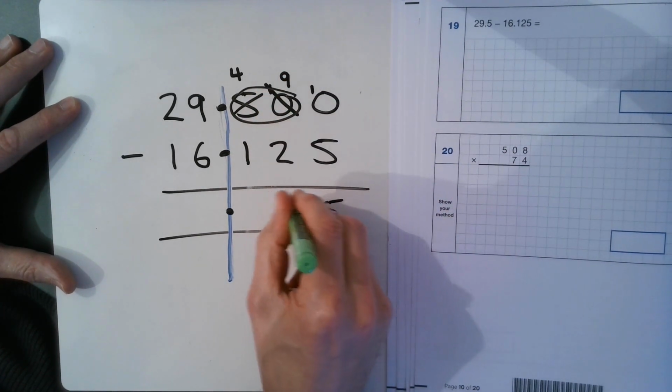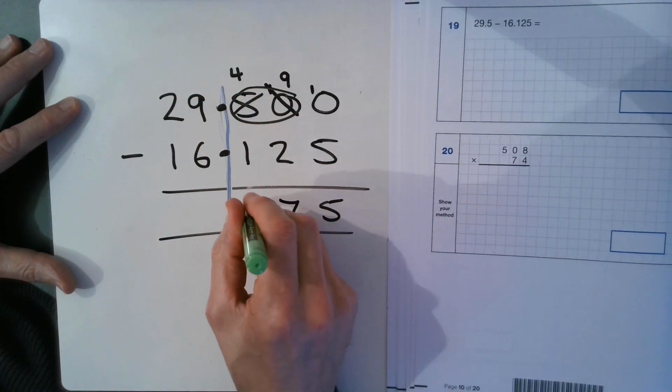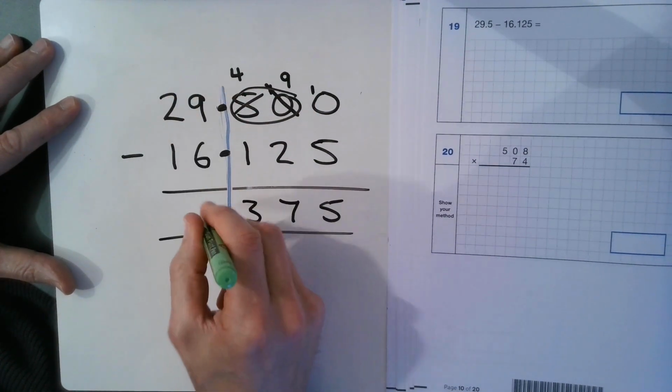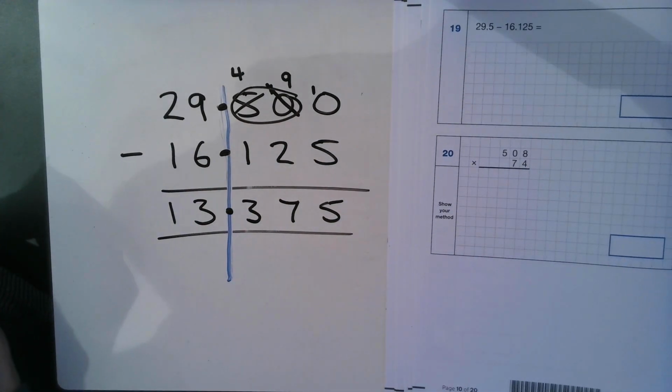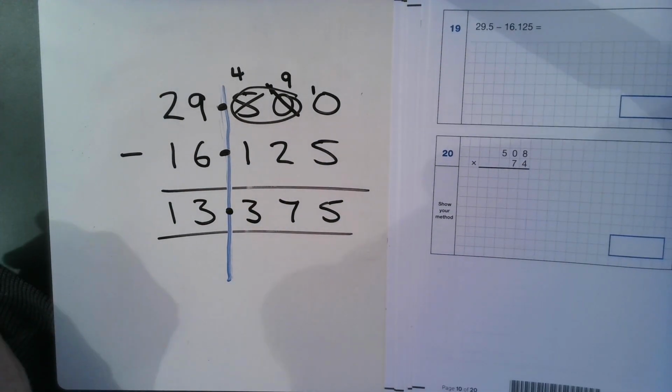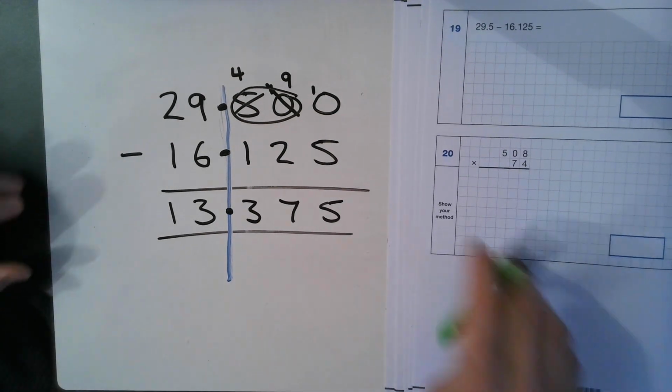9 take away 2 is 7. 4 take away 1 is 3. 9 take away 6 is 3. 2 take away 1 is 1. So we have 13.375. Okay, next question.